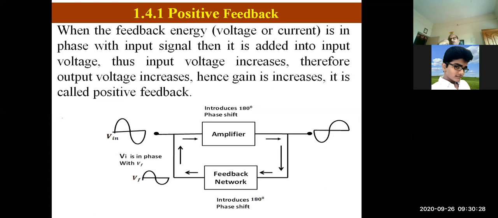Now here output increases, we get a large output. Therefore we might say that this positive feedback can be used in an amplifier circuit, but that is actually wrong. This positive feedback is not used in amplifier circuits. Why is positive feedback not used in the amplifier circuit? Because it produces distortion, it produces noise in the output.